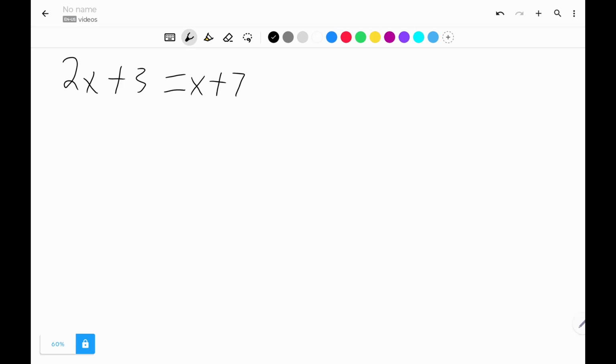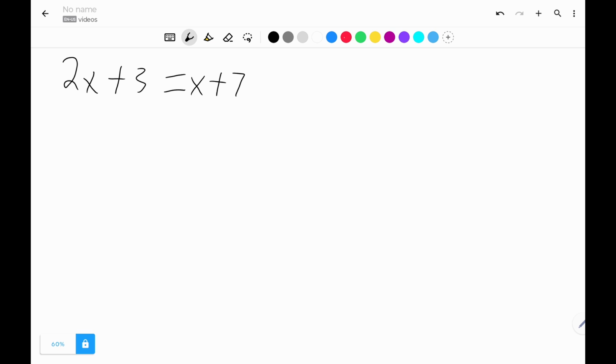Today, we are gonna learn how to solve equations that have variables on both sides. At first, an equation like this can look confusing, but I promise they are manageable once you know the steps. So let's start with this example. Okay, we have 2x plus 3 equals x plus 7. The first step is to get all the variable terms on one side of the equation.